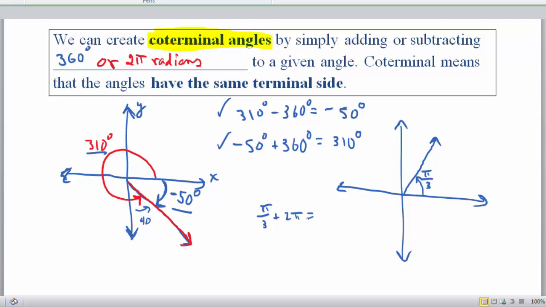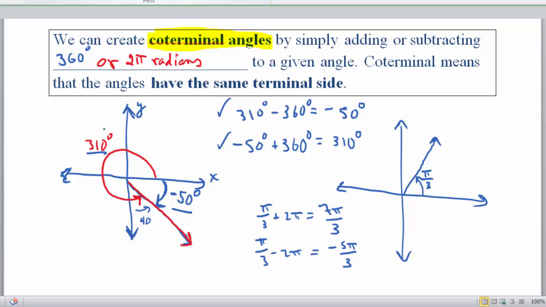plus 2 pi. And I don't expect you to be real good at this yet, but when you get into pre-calculus, the trig in pre-calculus, you've got to be able to do this fairly quickly. When you're adding pi over 3 and 2 pi, you've got to treat 2 pi as if it's thirds, right? So 2 pi, if I wrote it as thirds, would actually be 6 pi over 3. So this is really saying pi over 3 plus 6 pi over 3. So then I get 7 pi over 3. So that would be a coterminal angle with pi over 3. And I could also subtract 2 pi. So here I'd be doing pi over 3 minus 6 pi over 3, which would be negative 5 pi over 3.